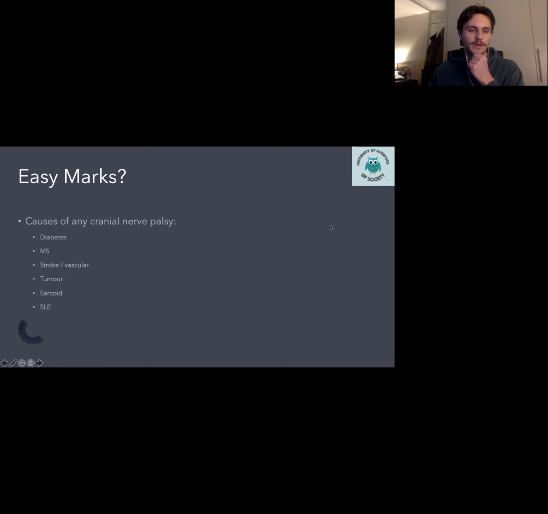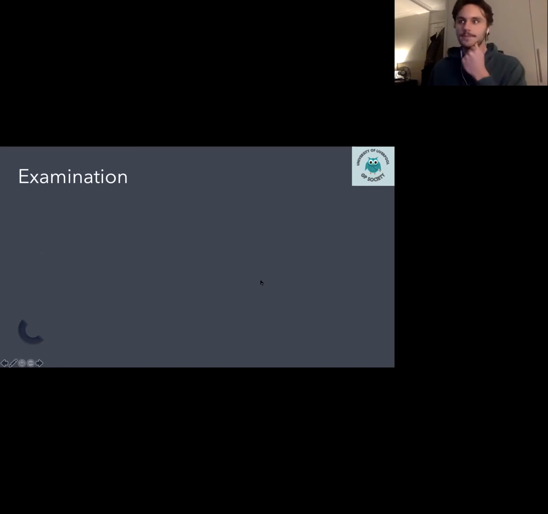Okay, so I put this bit in because there are some easy marks available for just remembering this short list. It's not exhaustive, but causes of any cranial nerve palsy. If you're looking for that answer, the examiner's saying what can cause this cranial nerve palsy or that: diabetes, MS, multiple sclerosis, stroke or a vascular lesion, tumor, sarcoid, lupus. And as I said, that's non-exhaustive, but that's a really good bet. And if you're struggling for an answer, this is a good place to start. Okay, so we're going to move on to the exam now.